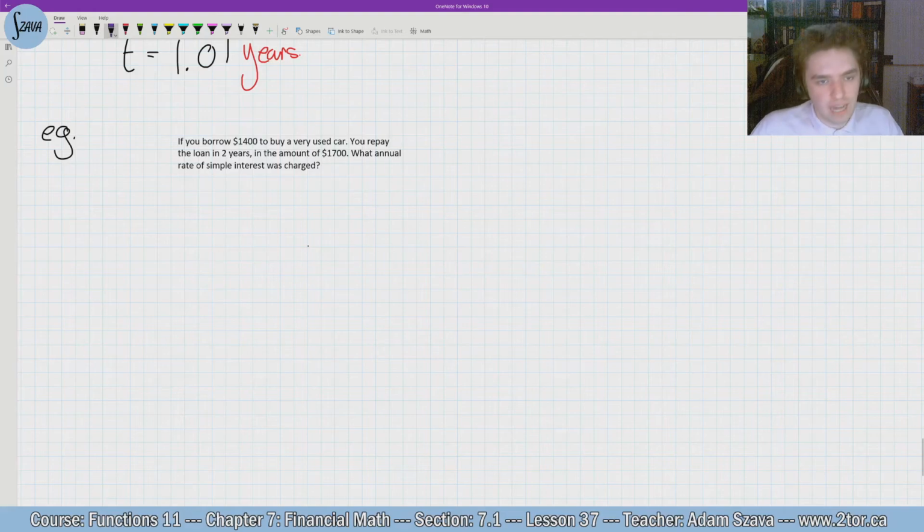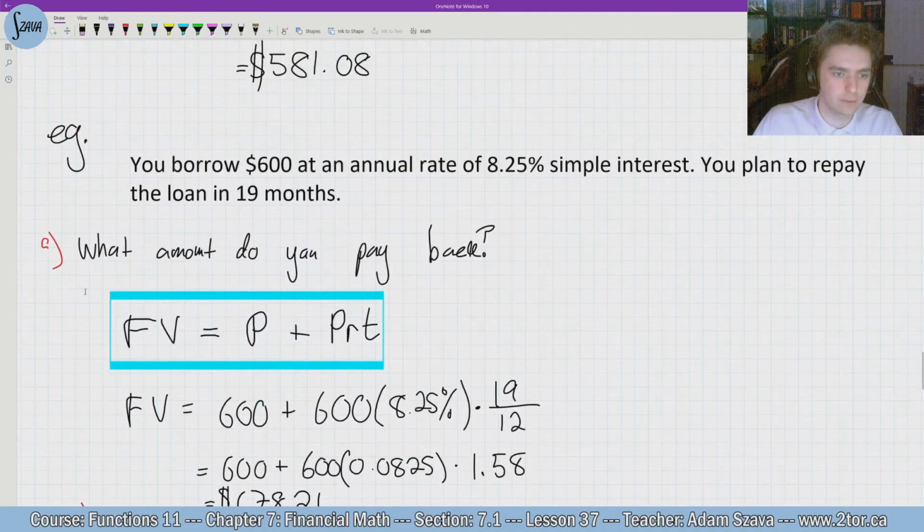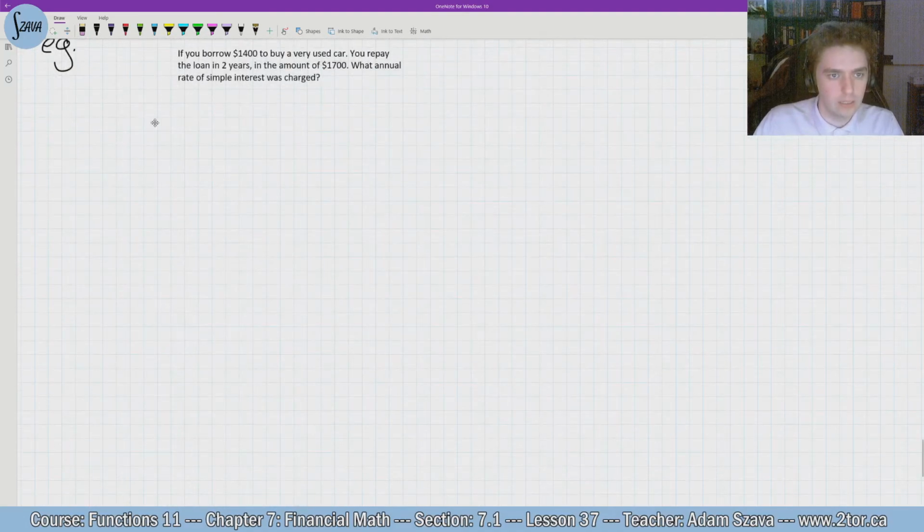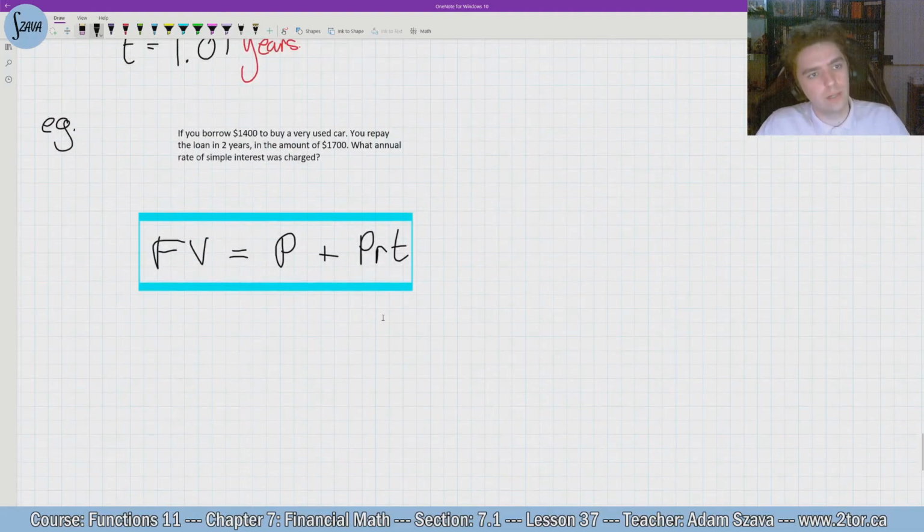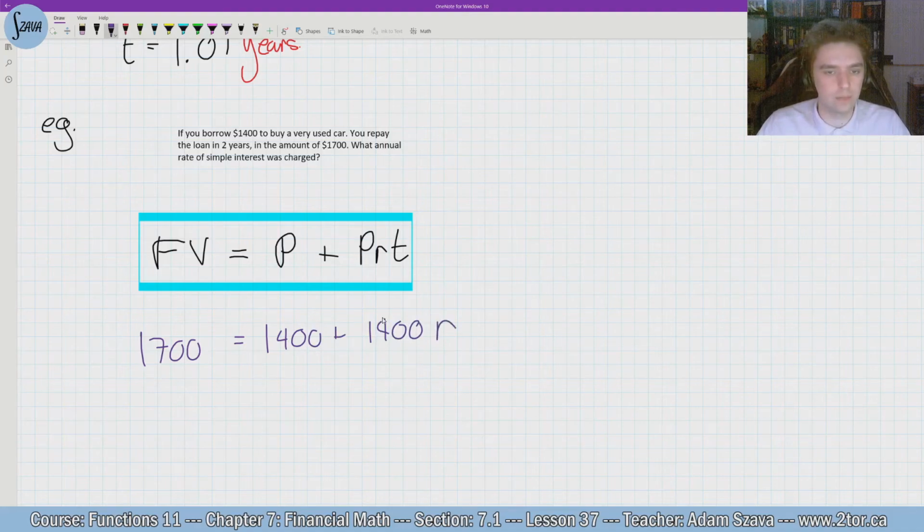This is a different kind of question because in almost all situations you're given the interest rate. This question is on purpose a little bit tricky, because it's something you're not usually asked for. So the way we do this is we go back to the formula for simple interest and plug everything in. Future value is 1,700. Principal is 1,400. The rate, we don't know, so I'm going to put an R there. And the time that has passed, I know that's 2.